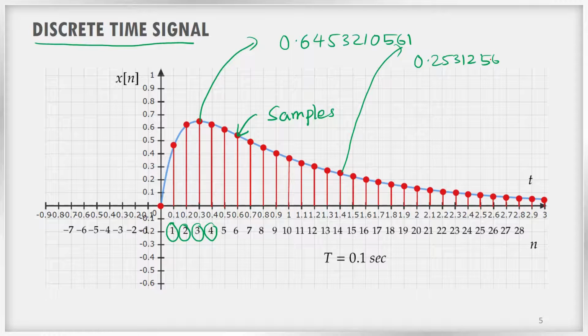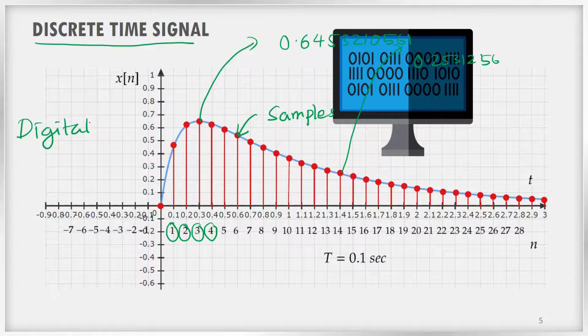Now, what is the problem with this signal? Is this signal digital? Can we call this signal a digital signal? No, it cannot be called a digital signal. Why? What is the problem?